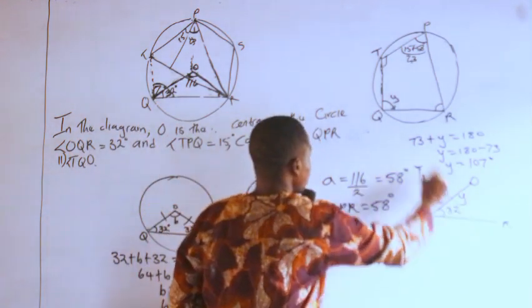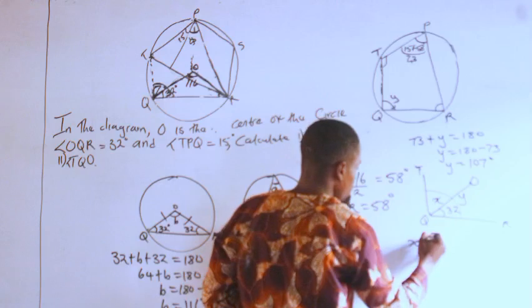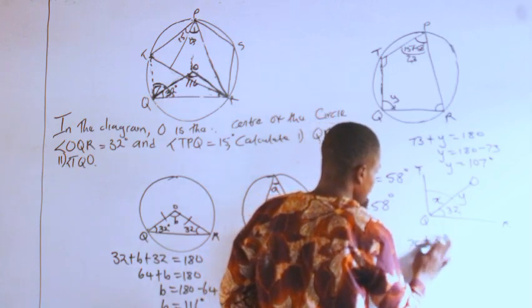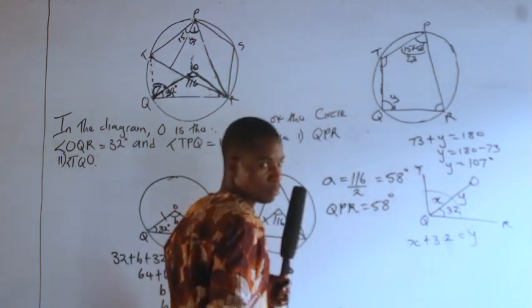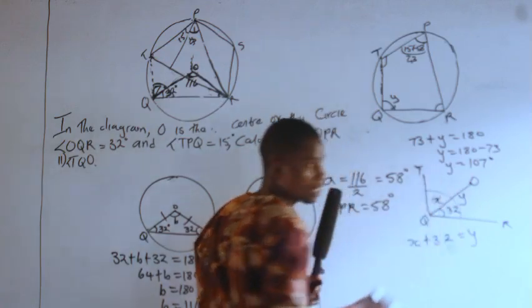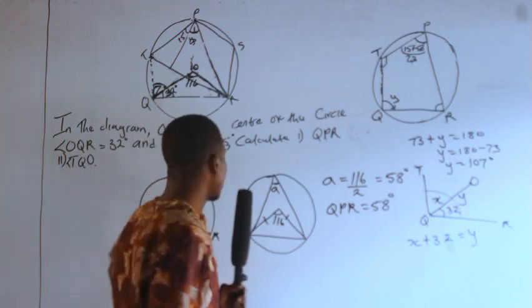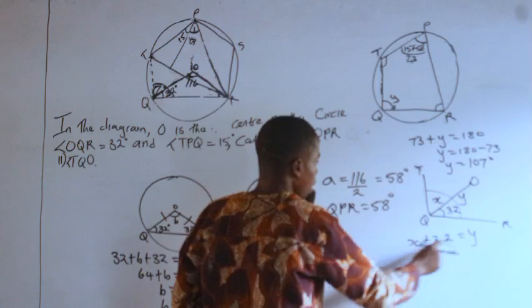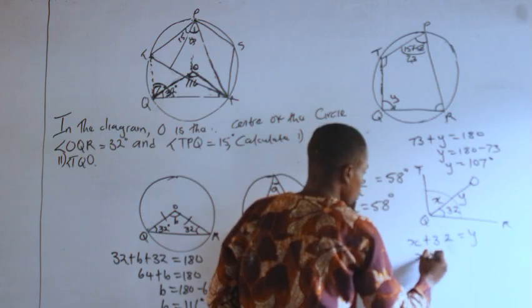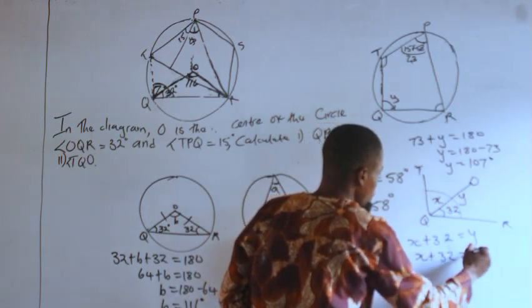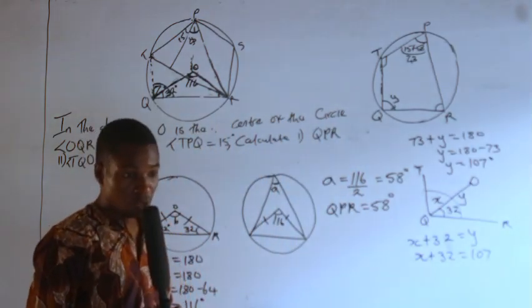The total of this is y. And the half they have given us here will now be x plus 36 and 32 equal to y, because the total of this one, when you add it, you get y. Are you hearing me now? And what is the value of y? It will now be x plus 32 equal to 107. Are you getting it?